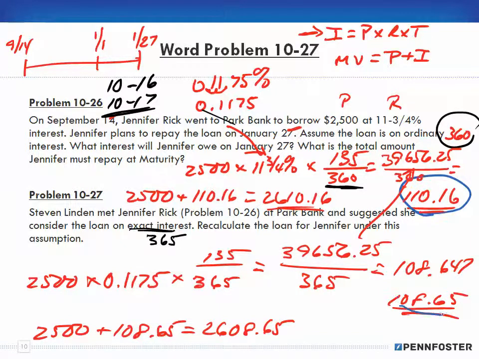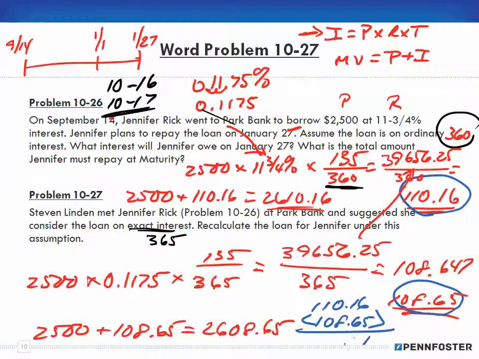If I want to know the difference in savings, I take my interest of 110.16 and subtract the 108.65, and that means I would save $1.51 in interest by using one method versus the other, by using the exact interest.